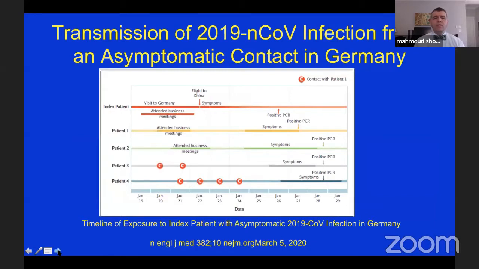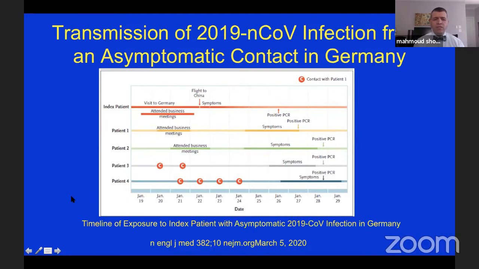And we need to remember something important, that not all patients present with symptoms when they are infectious. This is a timeline exposure of an index case with an asymptomatic COVID infection. This is a patient who visited Germany, had some business meetings with 2 or 3 other people, and then went back to China. After that, his symptoms started, and he had a positive PCR. You can see here that the people got exposed and they start having symptoms. And even the people getting exposure to the contact of patient one also had the infection.